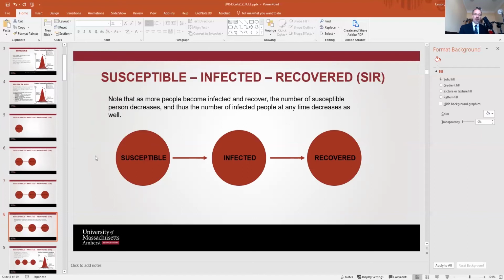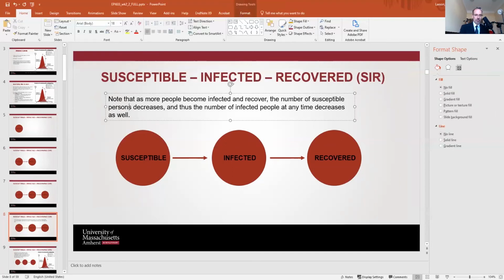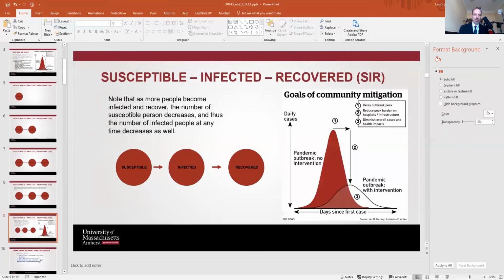But what you're going to notice here is that as more people become infected and recover, the number of susceptible people decreases, and thus the number of infected people at any time decreases as well. So you're pulling people out of the susceptible bin. The susceptible bin becomes fewer and fewer people, and the recoverers become more. And obviously there's fewer people to be infected, so the infected goes down as well. And that's where you get this curve from.